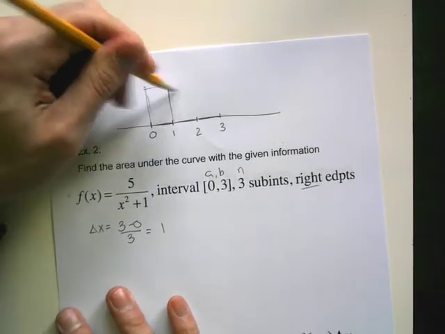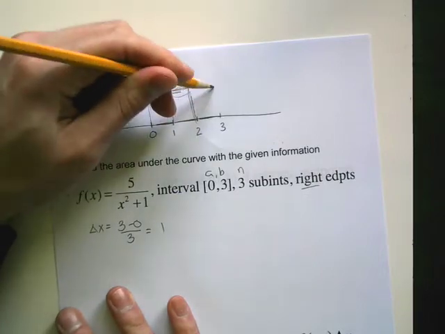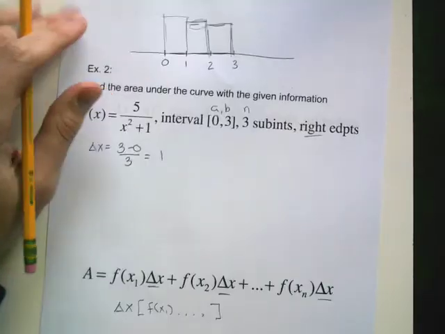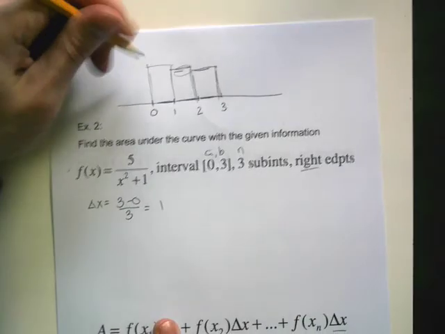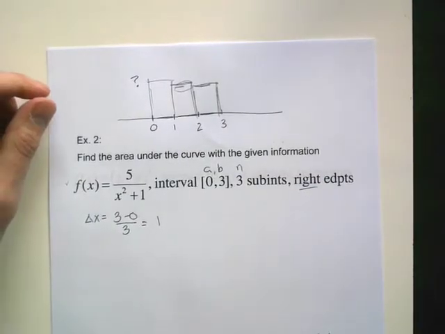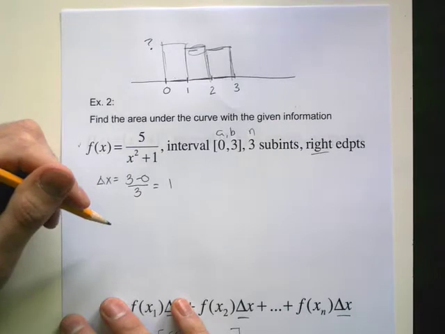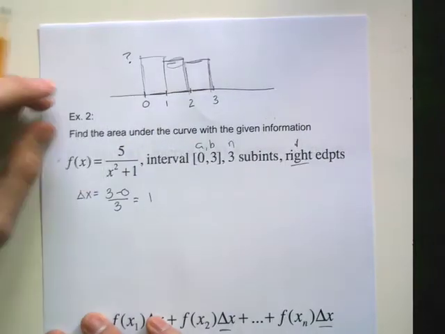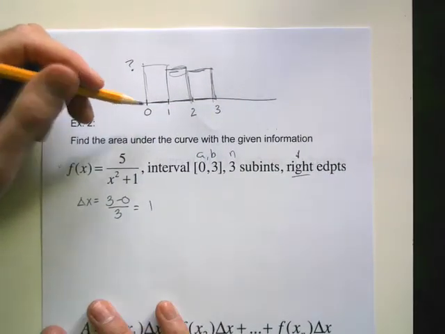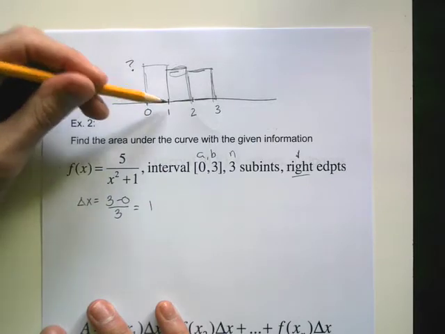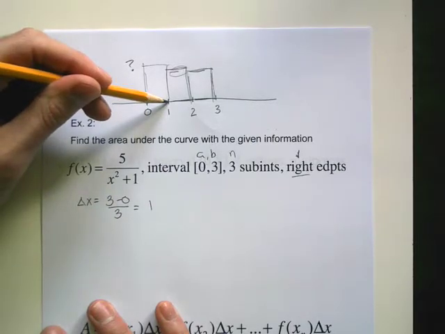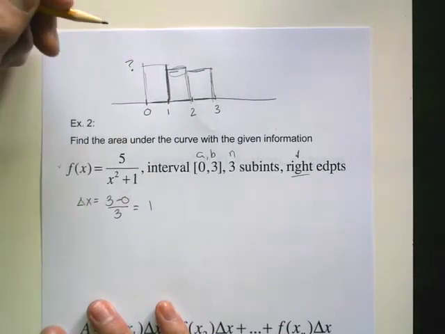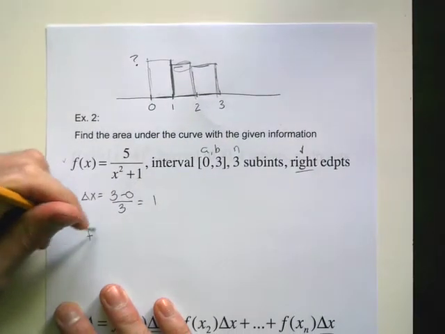Somewhere above this number line, we're going to have a graph, and we have rectangles. So let's figure out the height. We don't know the height of any of these rectangles, so let's figure that out. It's telling us to use the right endpoint of our rectangles. So should I start at f of 0 or should I start at f of 1 for our first rectangle? Well, we're using the right endpoints, so I should be using the right edge of that first rectangle. So I'm going to use f of 1.